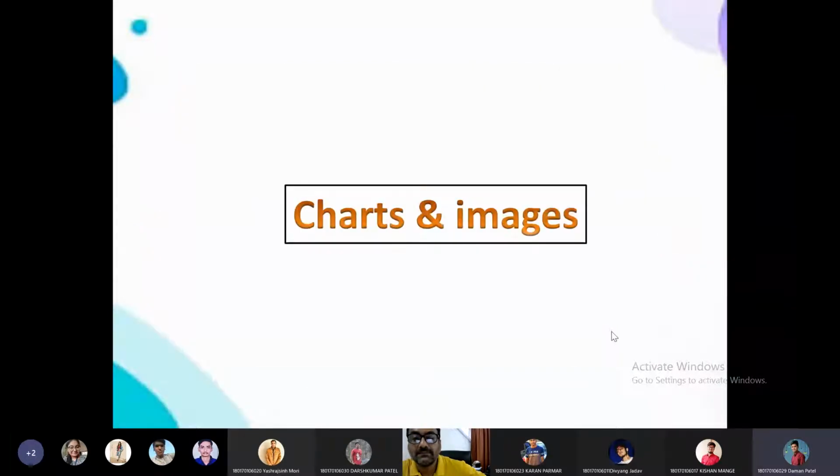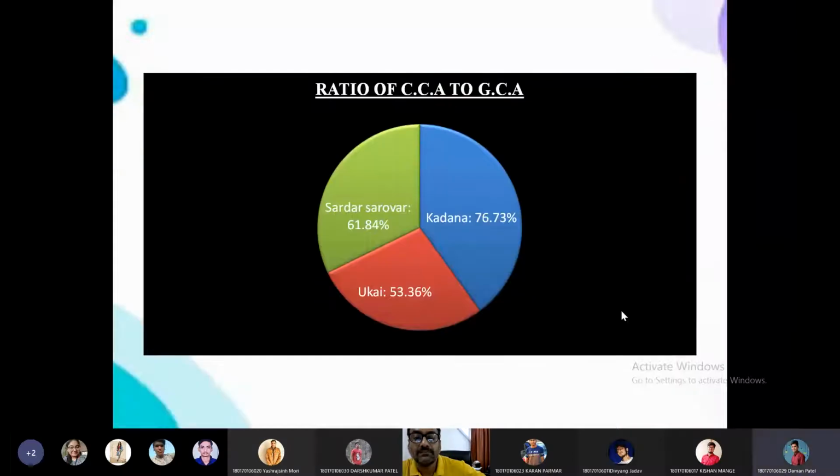In part 2, there are some charts and images. This is a chart of the ratio of CCA to GCA. I took a ratio of CCA to GCA for each dam. For Sardar Sarovar Dam, it is 61.84%. For Ukai Dam, 53.36%. And for Kadana, it is 76.73%. Basically, GCA is a sum of CCA and uncultivable area.